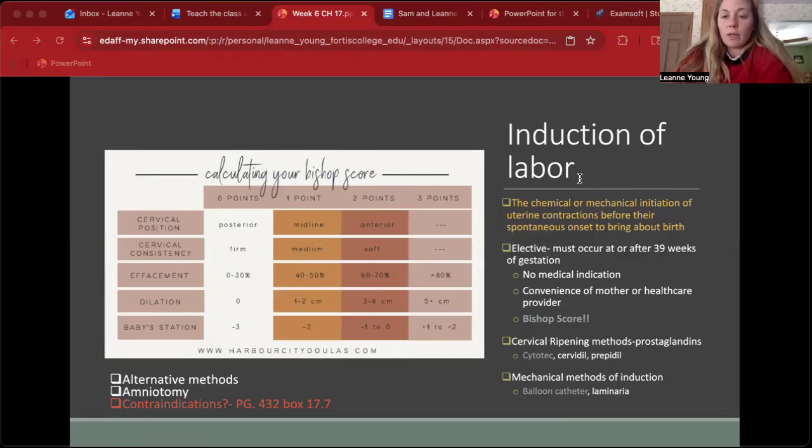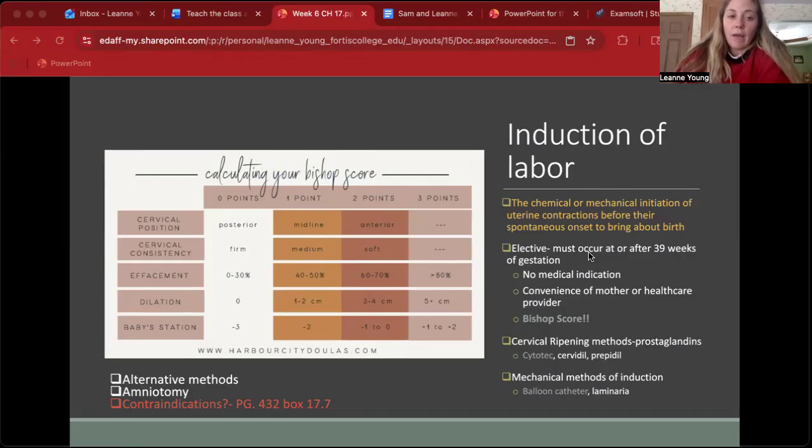Success rates for induction of labor are higher when the condition of the cervix is favorable or inducible, okay? Cervical ripeness is the most important predictor of successful induction. A score of 8 or more indicates that the cervix is soft, anterior, 50% or more effaced and dilated 2 centimeters or more, and that the presenting part is engaged. This means that vaginal birth and induction are most successful, okay?